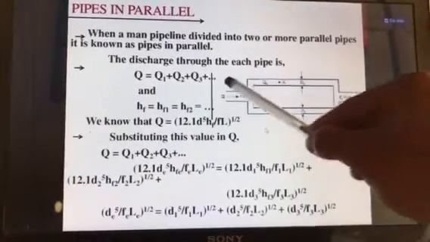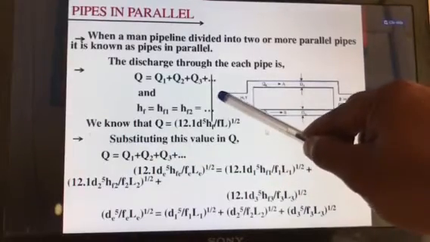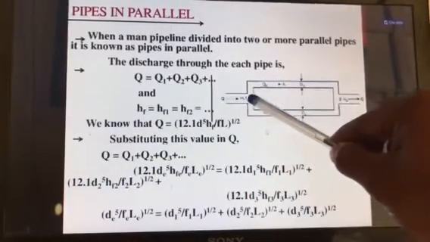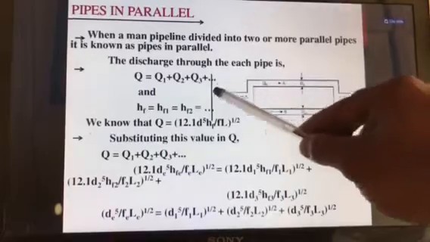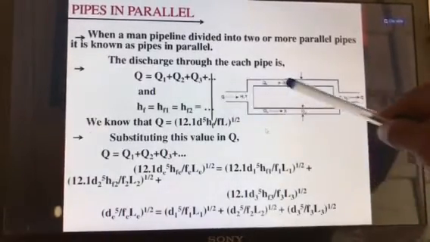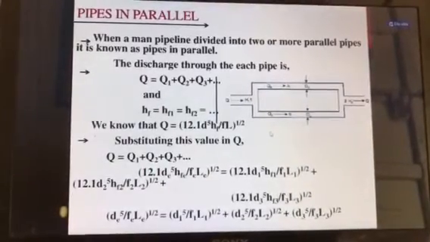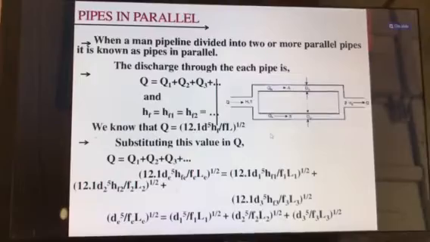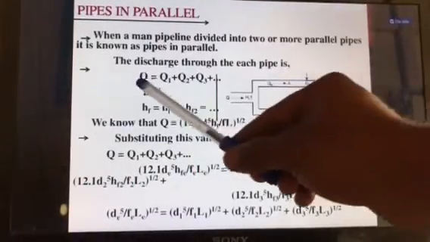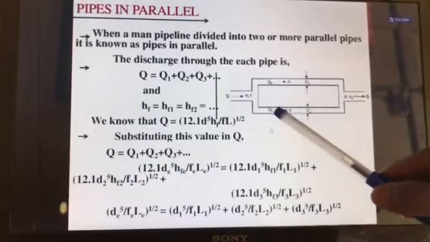Now in the previous case the total discharge will be the same because the pipes are connected in series, but in this case the total discharge is divided into two parts. This is the first part, this is the second part. So the discharge through each pipe is given by this formula, Q is equal to Q1 plus Q2. Here Q is equal to Qa plus Qb.